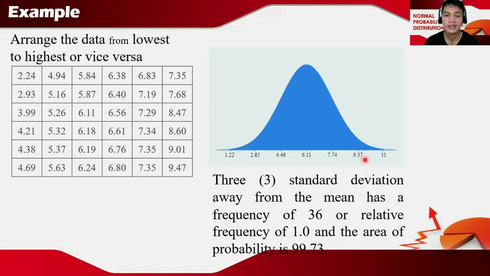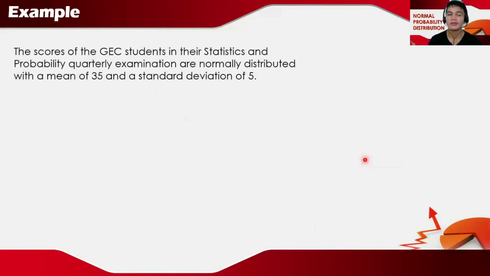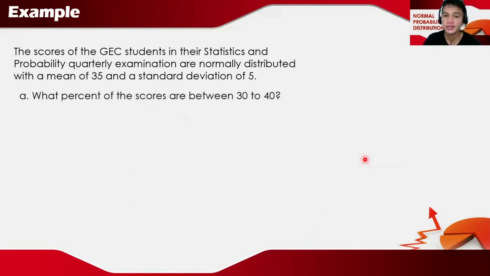For us to get a clear picture of this empirical rule, suppose we are to compute this problem. The scores of the JEC students in their statistics and probability quarterly examination are normally distributed with a mean of 35 and a standard deviation of 5. What percent of those scores are between 30 to 40? What scores fall within 95% of the distribution?